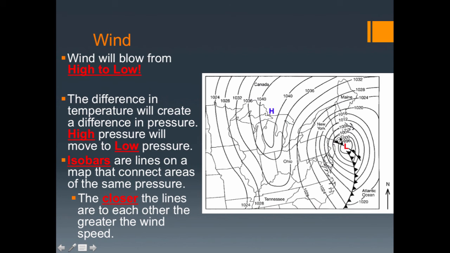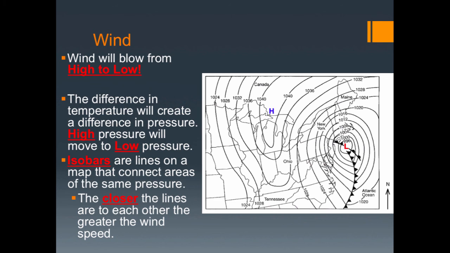Okay. So a little bit on wind. Like I said, wind always blows from high to low. The difference in temperature will create a difference in pressure. High pressure will move to low pressure. This is called an isobar map, okay? Isobars are the lines that connect an area of same pressure. So if you think, it kind of looks very similar to a topographic map, which connects areas of equal elevation.